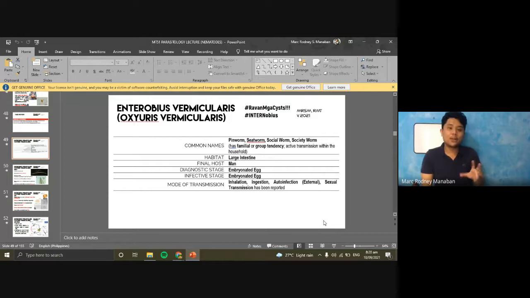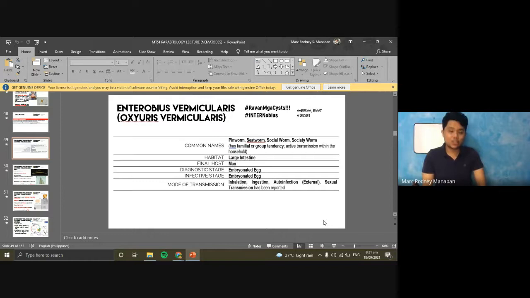So possible na ang diagnostic stage or infective stage, same ra. Okay, all right. Now, infective stage, again, embryonated egg. So take note of that, embryonated pa rin. Okay, now mode of transmission, as you can see, daghan siyang modes of transmission. But the most common is ingestion, no? Ingestion of embryonated egg, okay? Ingestion ang pinaka-common. But aside from that, you can also get it from inhalation and external auto-infection.